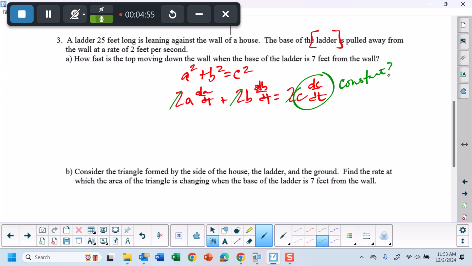So be careful you don't take too many shortcuts, because the value of C is not 0. C has a value, that ladder's 25 feet long, it's just not changing.